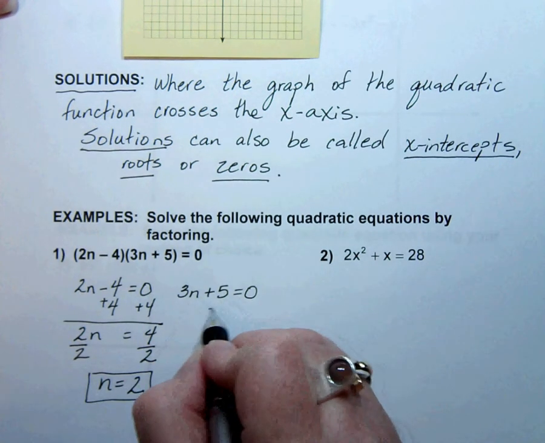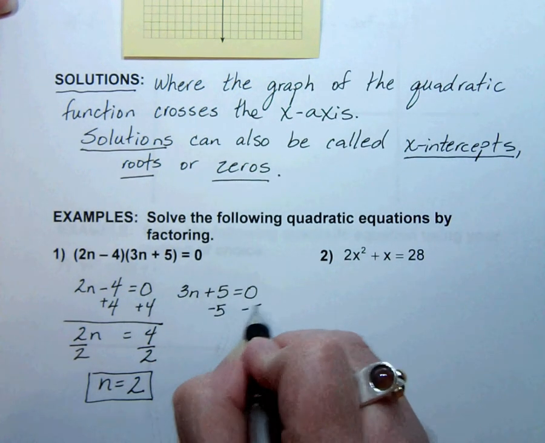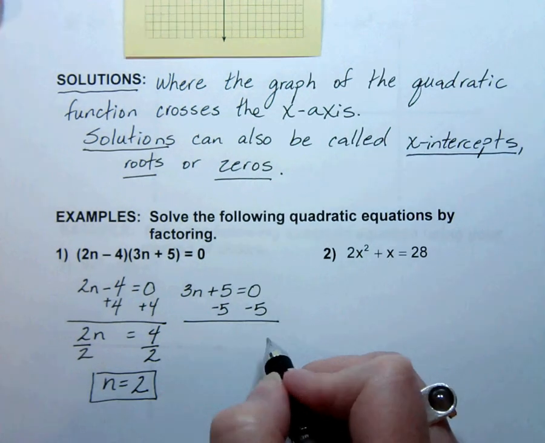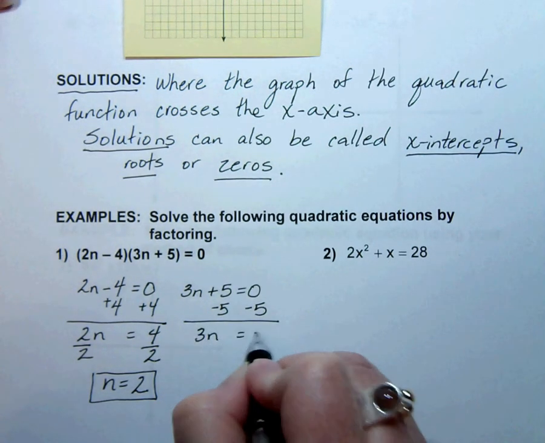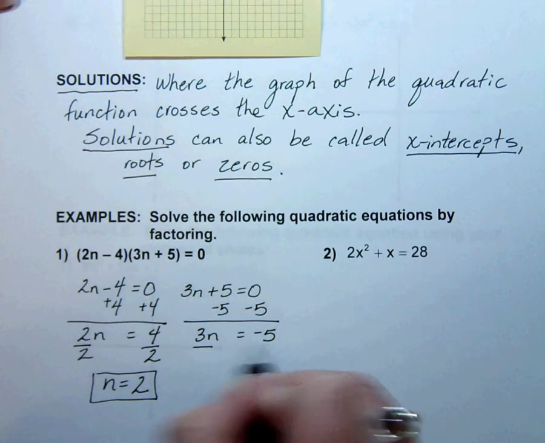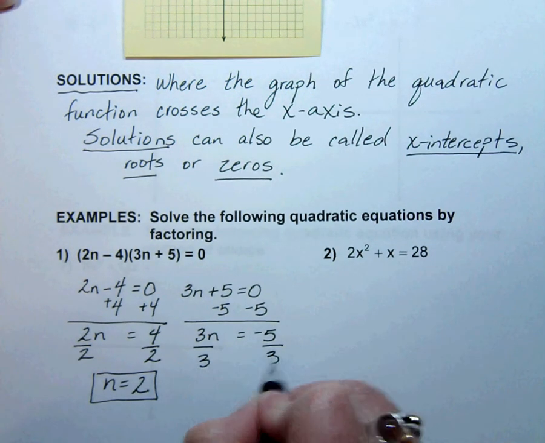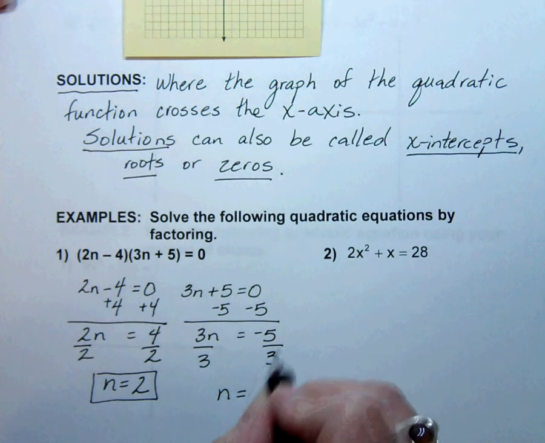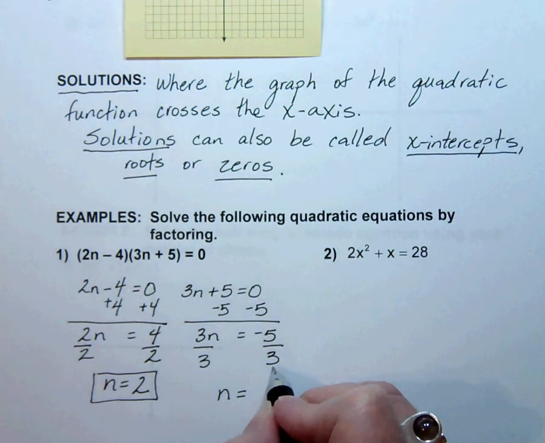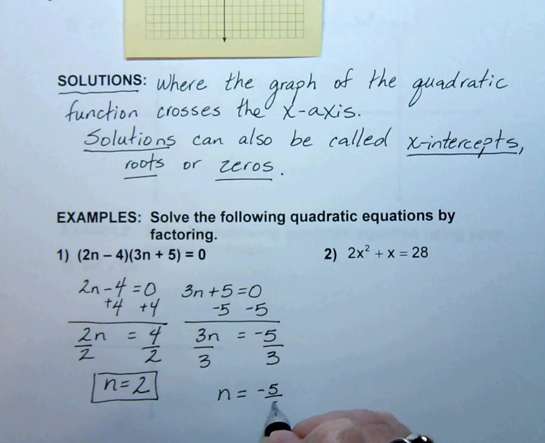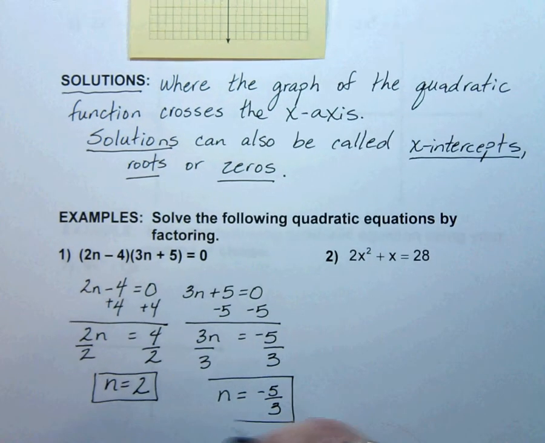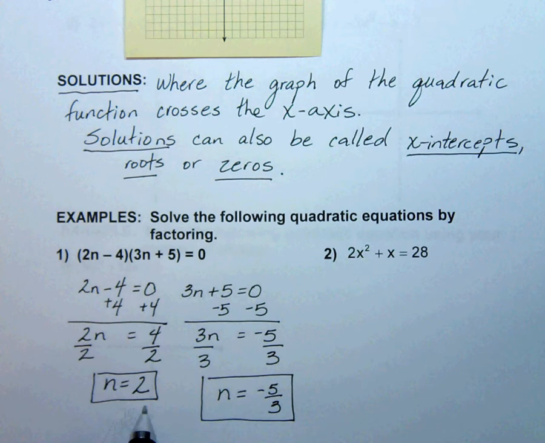The other one over here, if you solve for n on this side, you need to subtract 5 on both sides. That leaves you with 3n equals negative 5. Then you would divide out the 3 to solve for your variable. That negative 5 divided by 3 is a decimal, so let's just leave it as a fraction, negative 5/3. Those are called the two solutions of your quadratic equation.